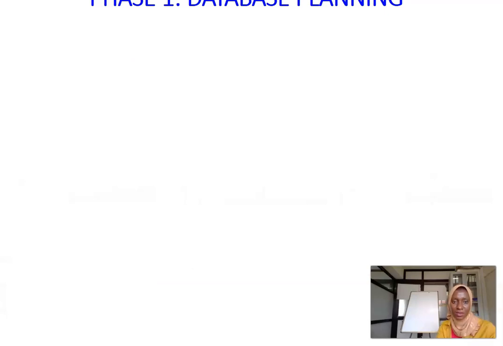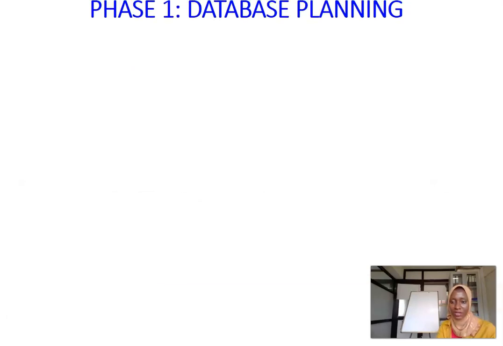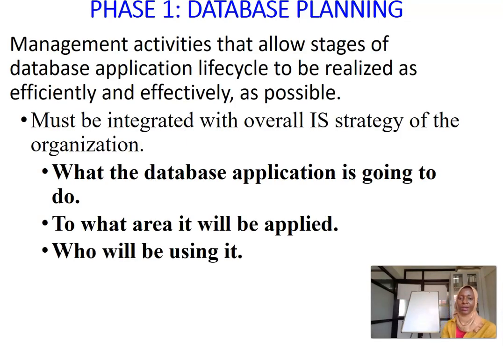So we have phase one. Phase one is the database planning. Now, what is involved in the database planning? Planning, just like any other activity, all of us do carry out, all of us plan. When you wake up in the morning, you plan on how you're going to spend your entire day. When you are going for a meeting, you plan on what you're going to talk about, how you're going to deliver, etc. So the same thing applies with planning of the database.